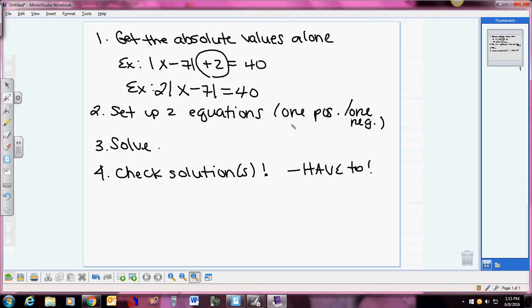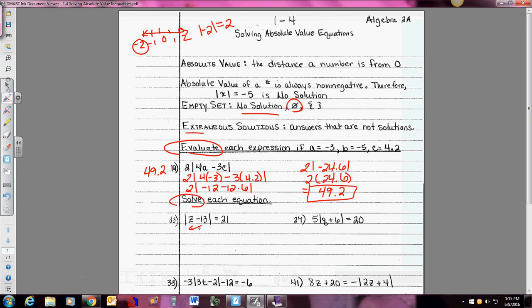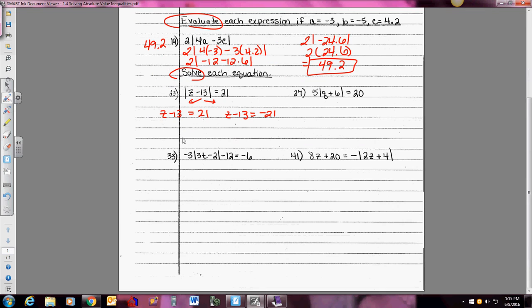Set up 2 equations, one positive, one negative. So I always like to draw 2 arrows so I remember that I need to set up 2 equations. So the first one, you just write what you had before. Z minus 13 equals 21. On the second equation, the absolute value doesn't change. It's still z minus 13, but this time it's equal to the opposite. It's equal to negative 21. So from here, this should look pretty easy to you.